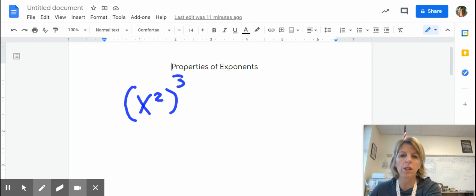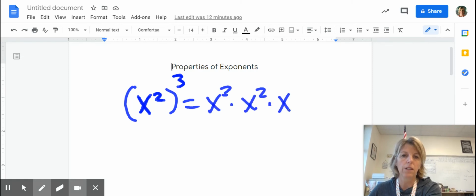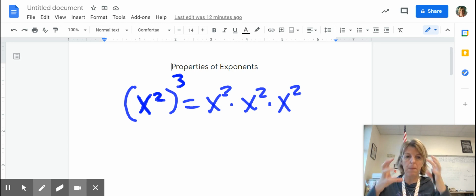So really what I'm cubing is the whole bottom thing. It's going to be this times itself times itself. So that really equals x squared times x squared times x squared, because that's what cubed means. Cubed means I take that base, whatever is in the parentheses, and I stamp it the number of times the exponent says. So I'm going to take that x squared and go 1, 2, 3: x squared times x squared times x squared.